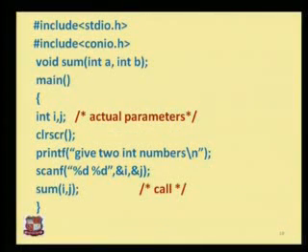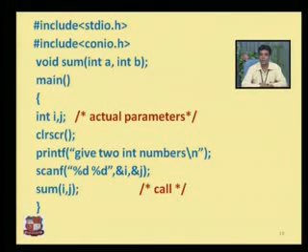We have an example: #include <stdio.h>, #include <conio.h>, void sum(int a, int b). What we are defining in sum are the parameters integer a and integer b. These two are already defined in the declaration, and then we have main, with int i and j. The two values i and j are the actual parameters which are defined in the main program. Then in the printf, we ask the user to enter two integer numbers.